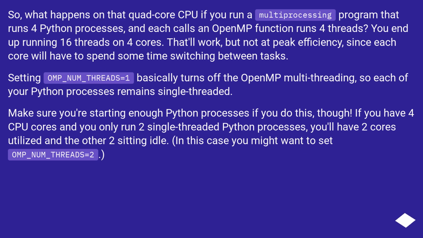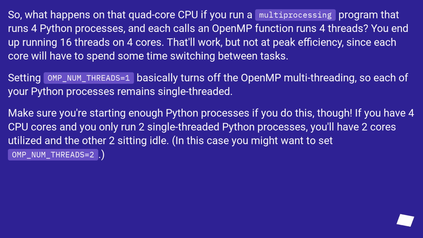So, what happens on that quad-core CPU if you run a multiprocessing program that runs 4 Python processes, and each calls an OpenMP function that runs 4 threads? You end up running 16 threads on 4 cores. That'll work, but not at peak efficiency, since each core will have to spend some time switching between tasks.